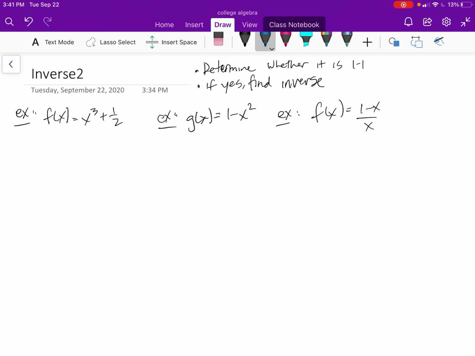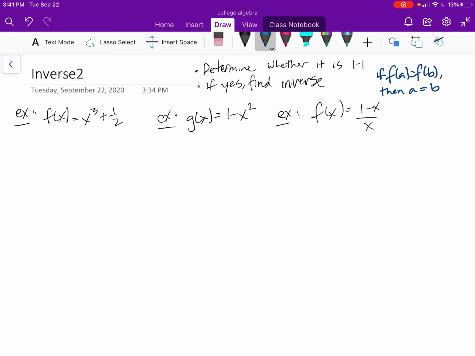Okay, we talked about a one-to-one function and its definition, and I want to present the contrapositive definition. No big deal if you don't know what that means, but it says if f of a equals f of b, then a equals b. When the outputs are the same, the inputs are the same, then that function is one-to-one.